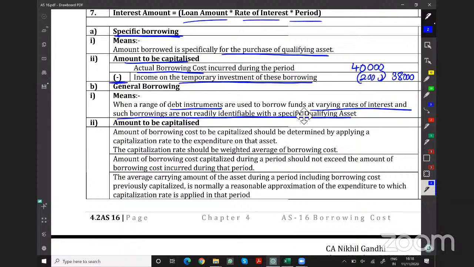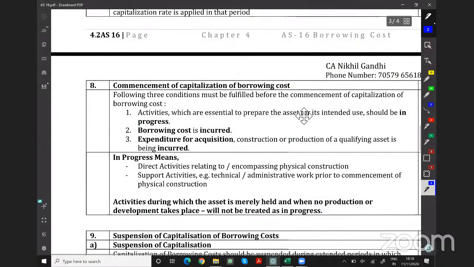See, I have taken debentures at the rate of 10%. I have taken a loan at the rate of 14%. I have taken another loan at the rate of 18%. So I will calculate interest on debentures, interest on term loan A, and interest on term loan B. The total interest should be divided by the total borrowing. So the net percentage will be my weighted average cost of borrowing. The weighted average cost of borrowing should be used to calculate your borrowing cost, and that borrowing cost should be capitalized.